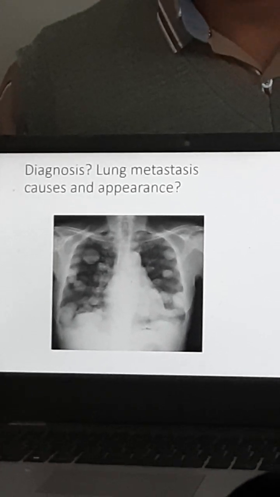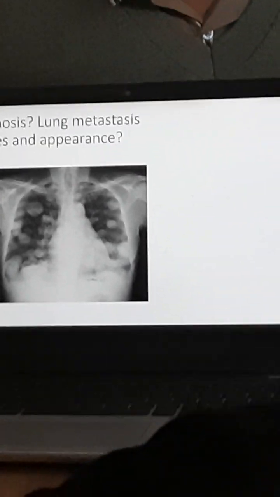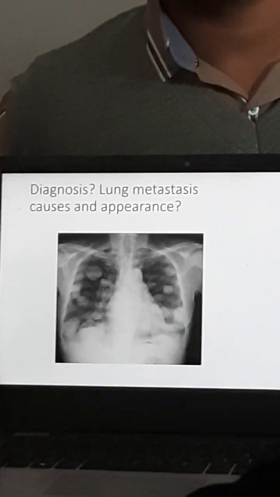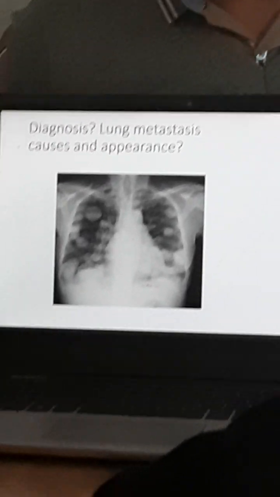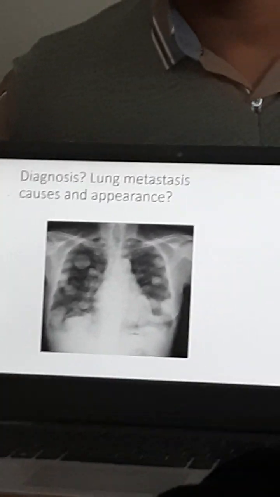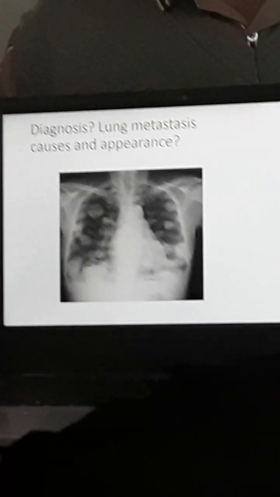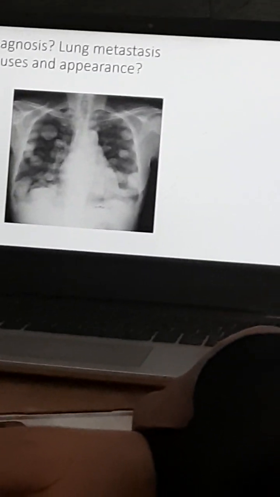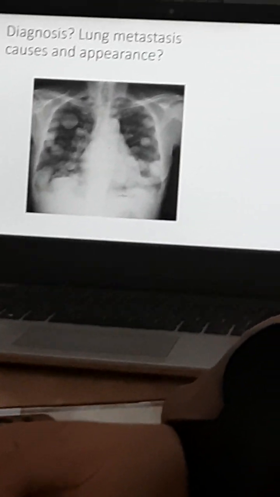RCC, testicular carcinoma. First, if the baby is a 14-year-old child, then testicular carcinoma. Ovarian carcinoma also in a female. So in a 14-year-old boy, carcinoma of the testis is the first cause. Then RCC, then ovarian. Any cancer can cause metastasis. It can be a skin cancer, it can be any cancer.